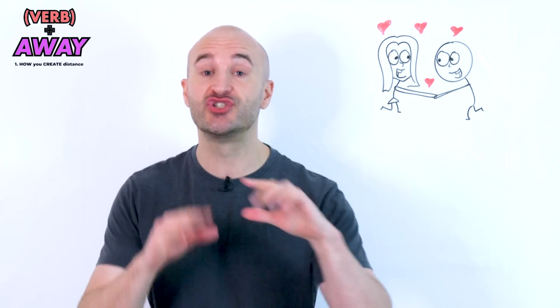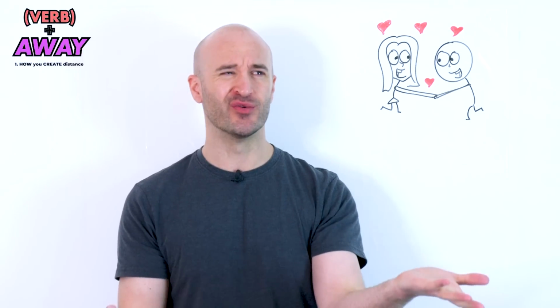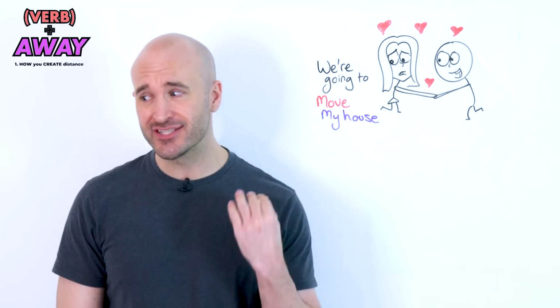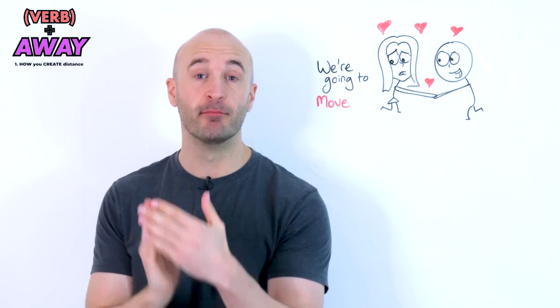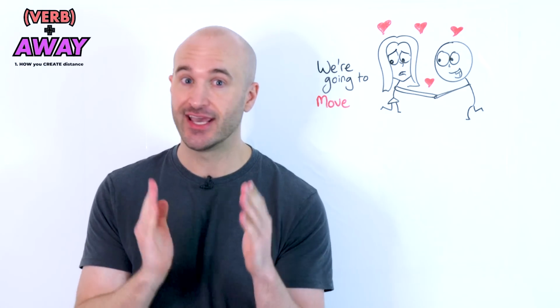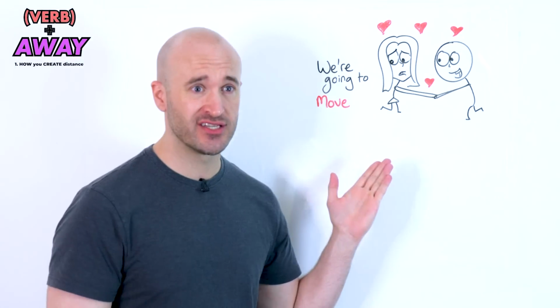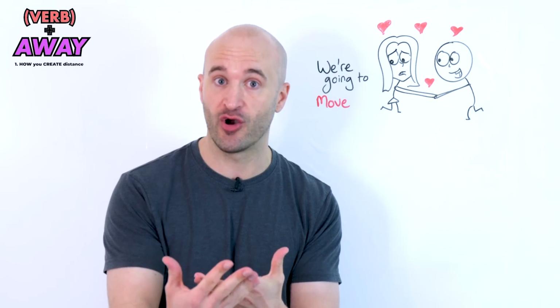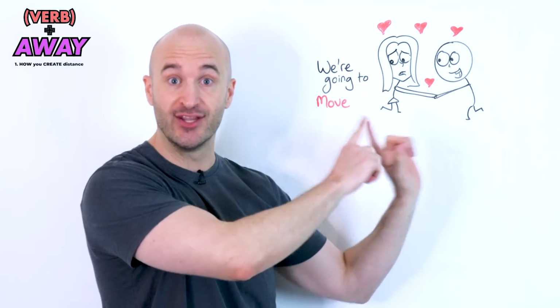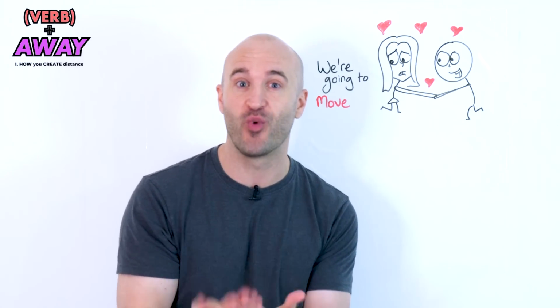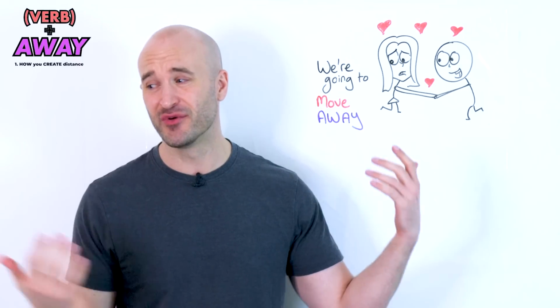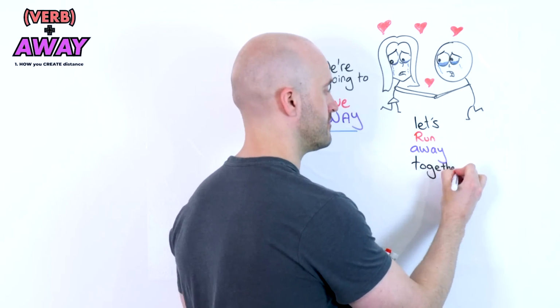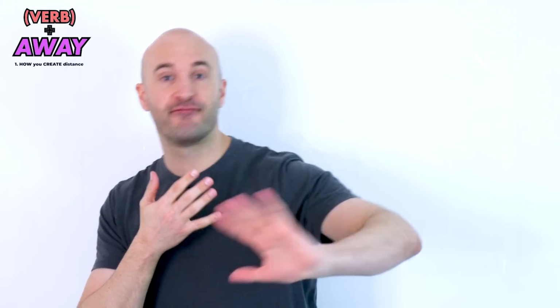What's that verb? To change your house? No. We're going to move my house. Nope. I'm going to move my house is a common mistake. Instead, just say, we're going to move, but not somewhere close. You want that extra feeling of distance between you, right? So she adds that word away. We're going to move away. Let's run away together.